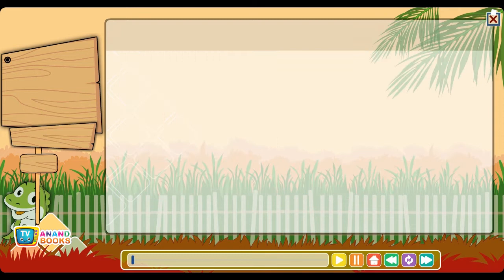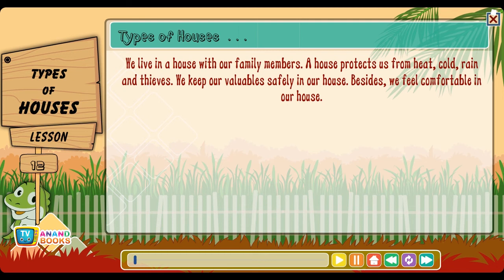Lesson 12. Types of houses. We live in a house with our family members. A house protects us from heat, cold, rain and thieves. We keep our valuables safely in our house. Besides, we feel comfortable in our house.